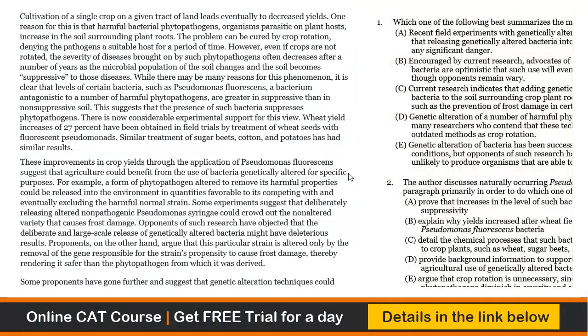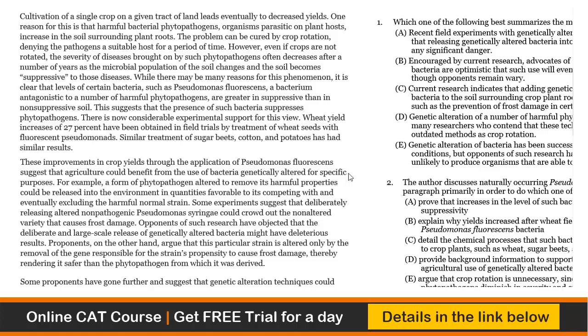It says cultivation of a single crop on a given tract of land leads eventually to decreased yields. One reason for this is that harmful bacterial phytopathogens, organisms parasitic on plant hosts, increase in the soil surrounding plant roots. So again, you have lots of technicality and you have to be very careful, because don't try to unnecessarily go into the details. The author says that cultivation of a single crop can decrease yields, and the reason is given. And then he says the reason. So let's not check. Lots of names are there, technical names.